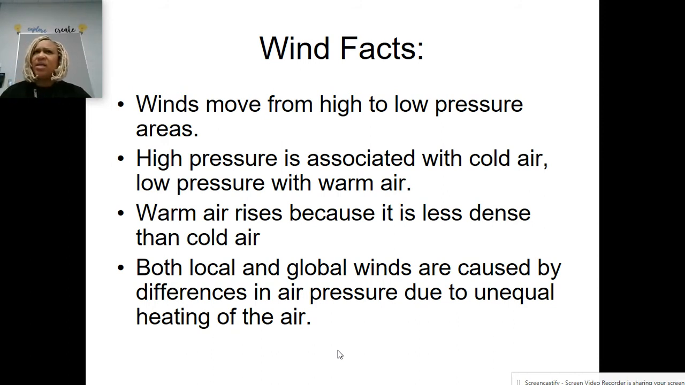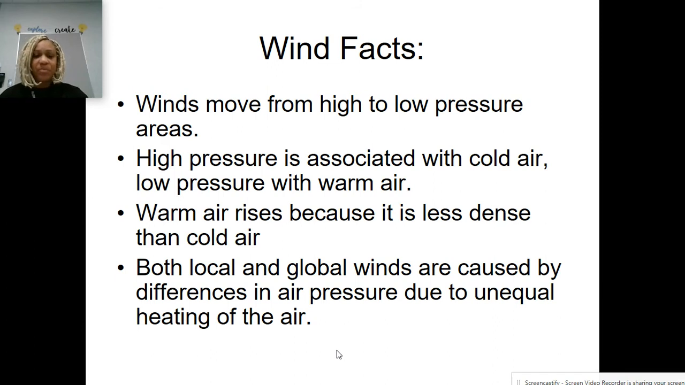Now, I think I just said that probably three times within one minute, so I think you should be writing that down, right? Okay. High pressure is associated with cold air, low pressure with warm air. Say that again. High pressure is associated with cold air, low pressure is associated with warm air.